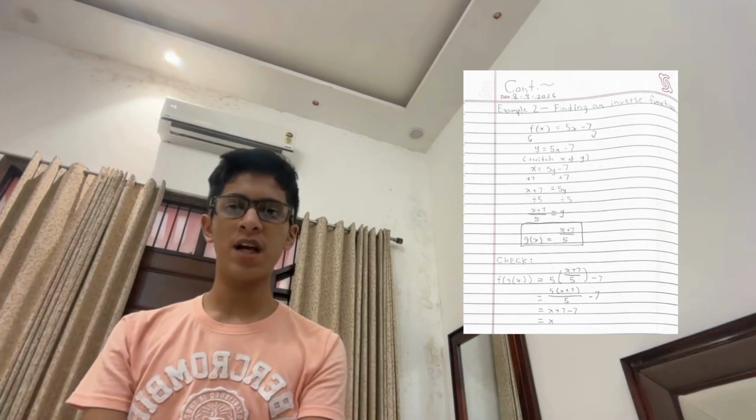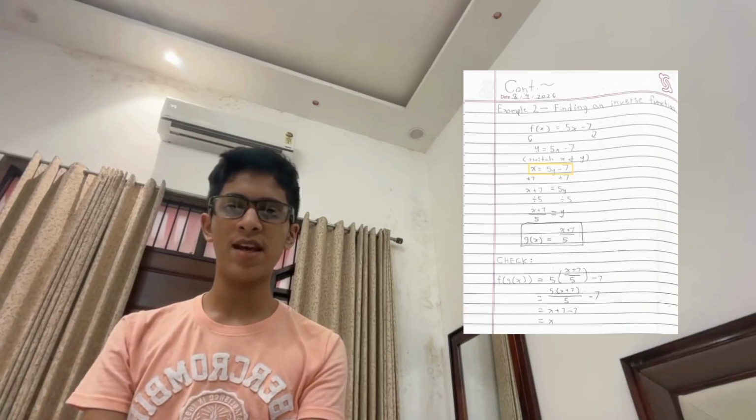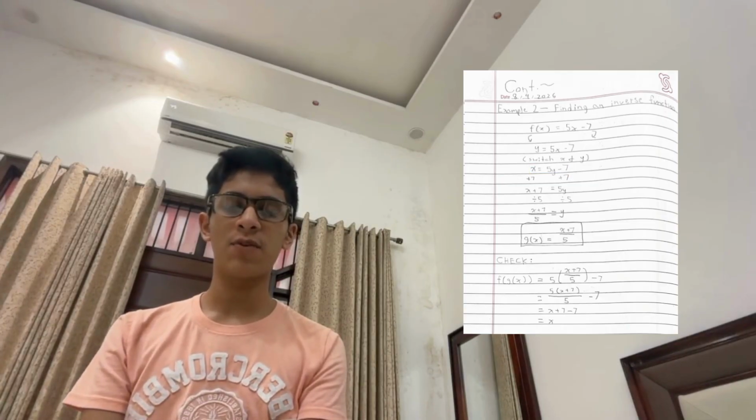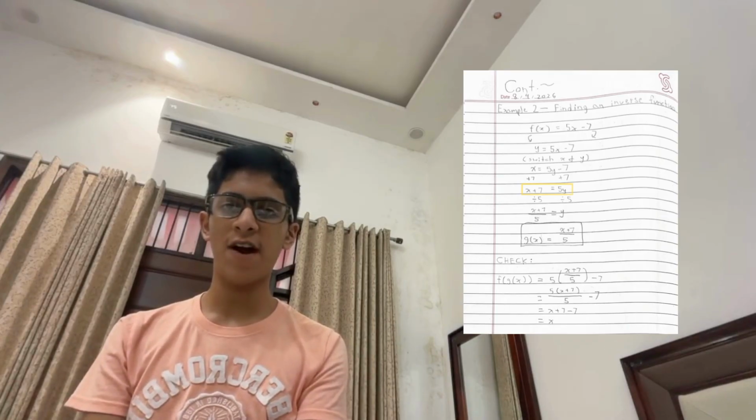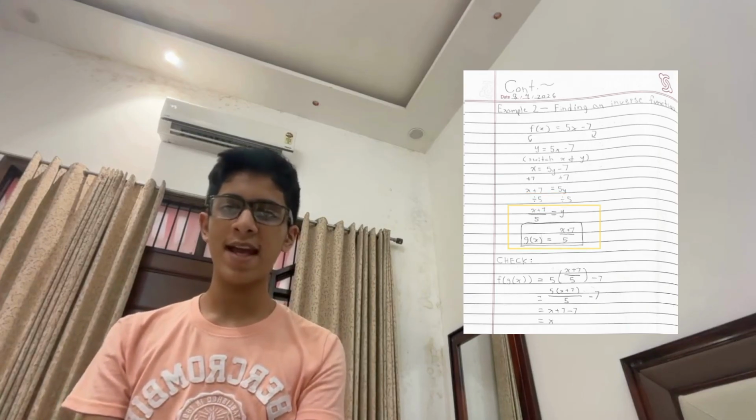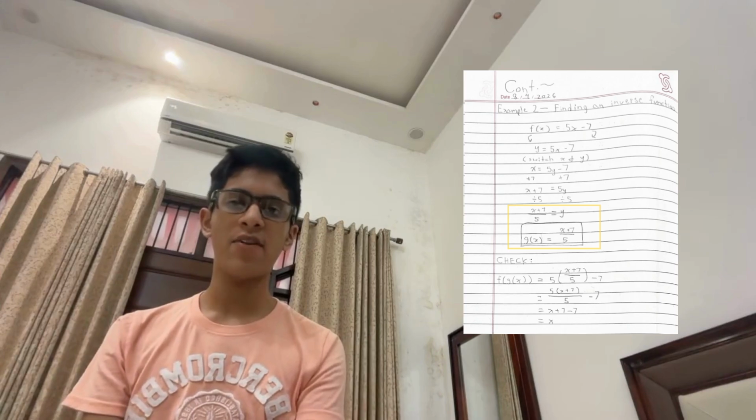Now the equation becomes x equals 5y minus 7. Now we'll solve for y. First, I add 7 to both sides to isolate the term that contains y. Now we have x plus 7 equals 5y. Next, I divide both sides by 5 so that y is by itself. So this gives us y equals x plus 7 divided by 5.